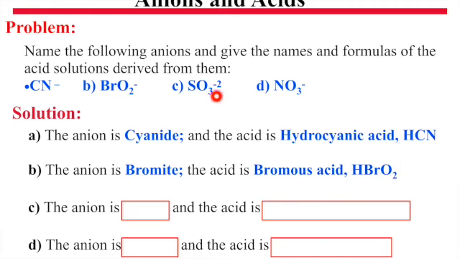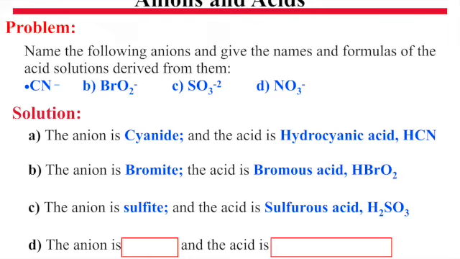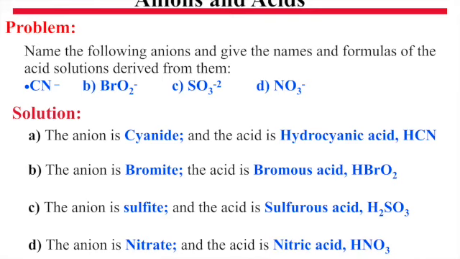The next is sulfite. Ite at the end becomes ous acid, sulfurous acid. This one, nitrate, ate at the end becomes ic acid, nitric acid.